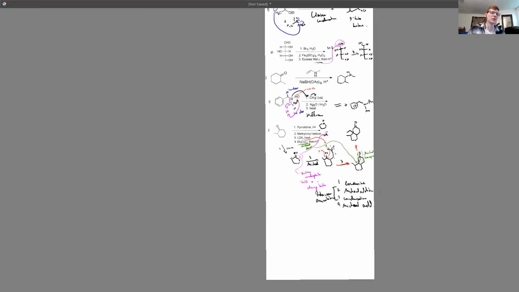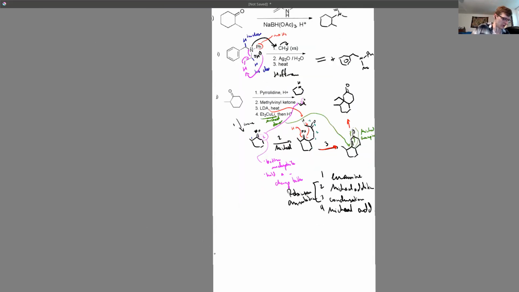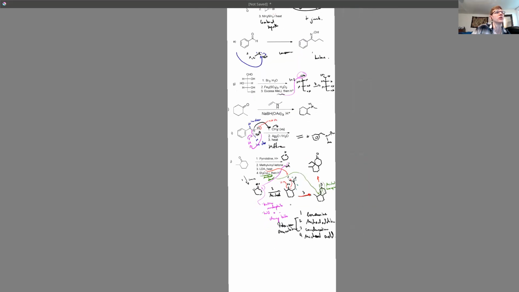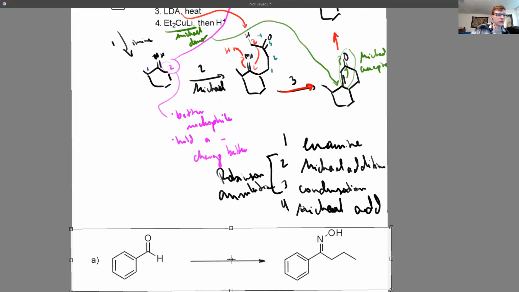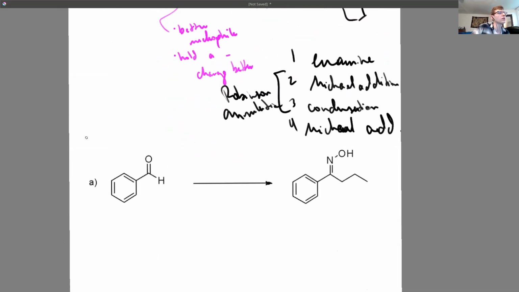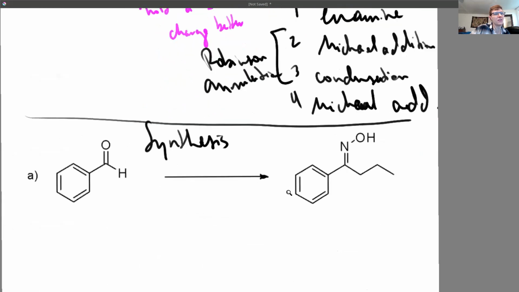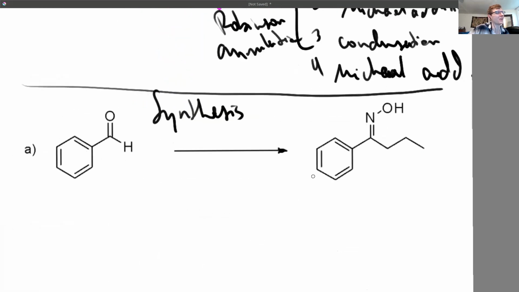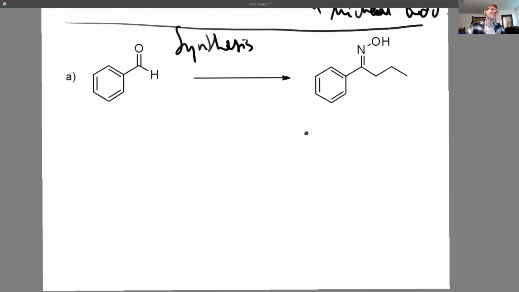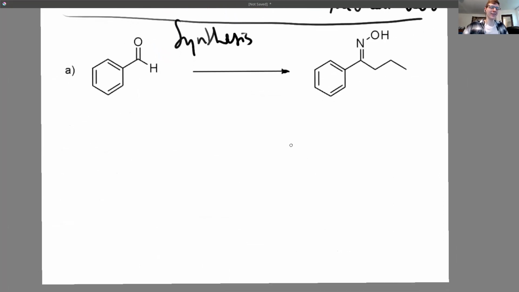Okay. So now we have a synthesis problem. So this one's a bit weird. And looking at it, I'm not sure how to do it, but maybe you guys will have an idea. Interesting. Synthesis. OH on a nitrogen. That's really weird. Yeah, that is weird looking. So, yeah, unusual.